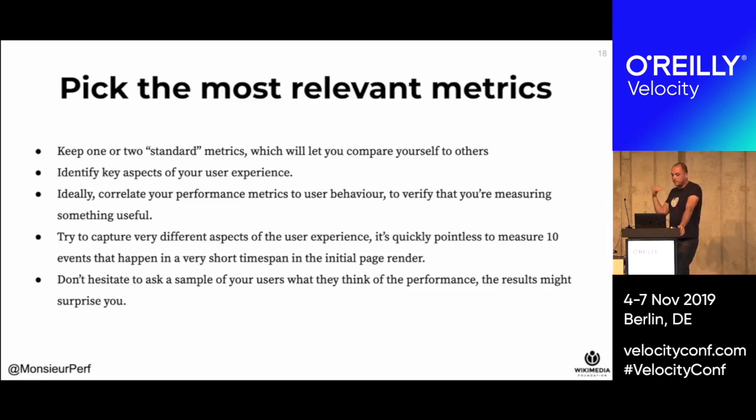And I think it's also very critical to capture very different aspects of the user experience. Don't stop at the initial page rendering. Look at event handler slowness, long tasks, et cetera, that happen way after. Because it doesn't really help to measure 10 different paints that are all very close to each other. They'll be highly correlated, and you spend a lot of effort measuring things that are a few dozen milliseconds apart from each other. Just kind of pointless.